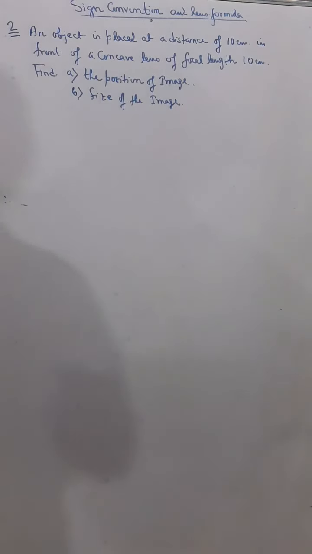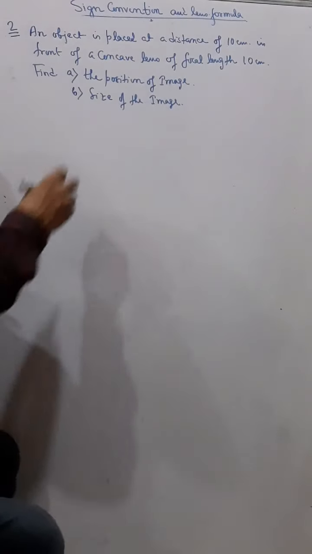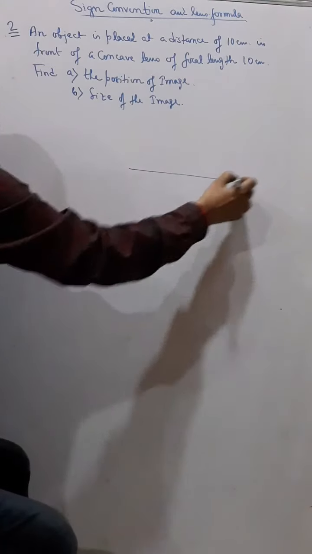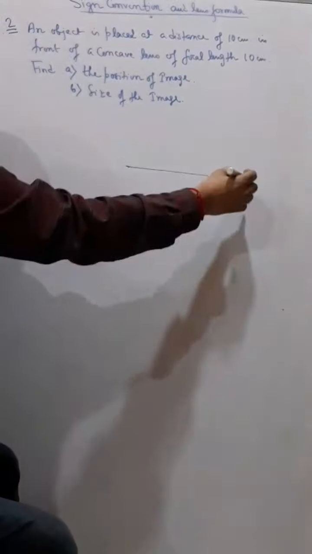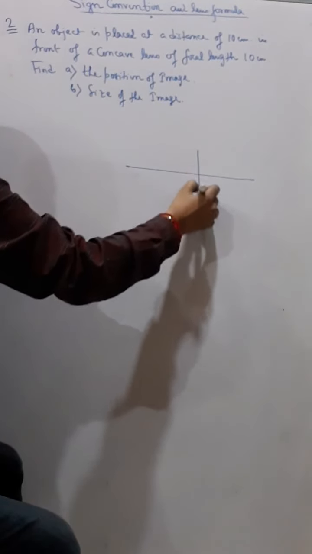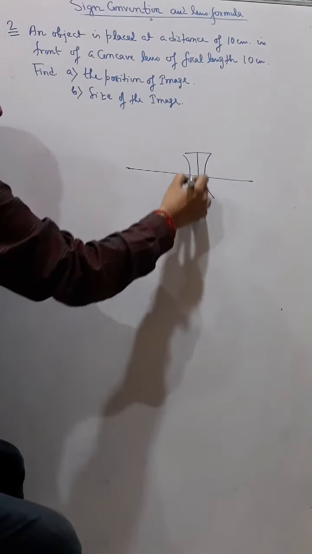Okay, now this sum is related to a concave lens. They told us an object is placed at a distance of 10 centimeter in front of a concave lens of focal length 10. Okay, so focal length is 10. So that means you can understand, okay, you can just have a rough diagram.